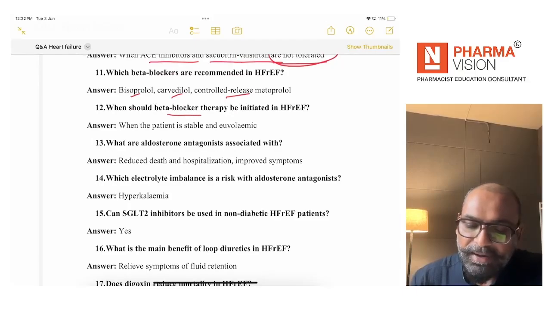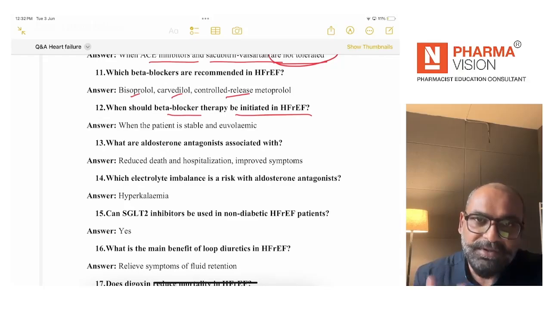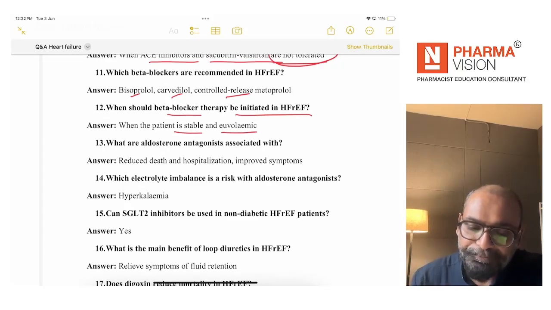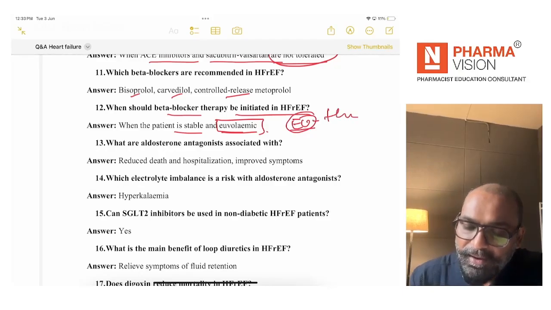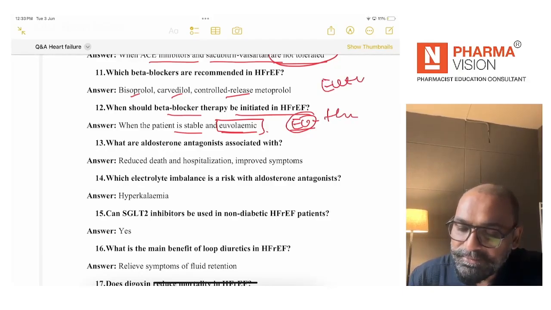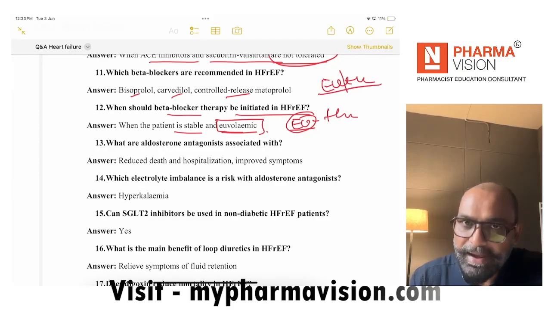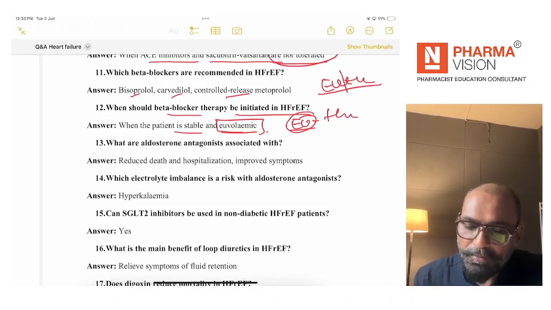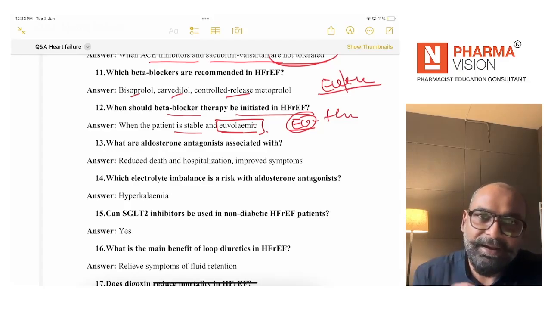When should beta blocker therapy be initiated? Beta blockers should be started when the patient is euvolemic and the pressure is normalized. The prefix eu is very important. Euthyroidism means clinically and biochemically thyroid function is normal. Euthymia means the mood and behavior is normal. Euvolemic means the volume and hemodynamic situation is normal.